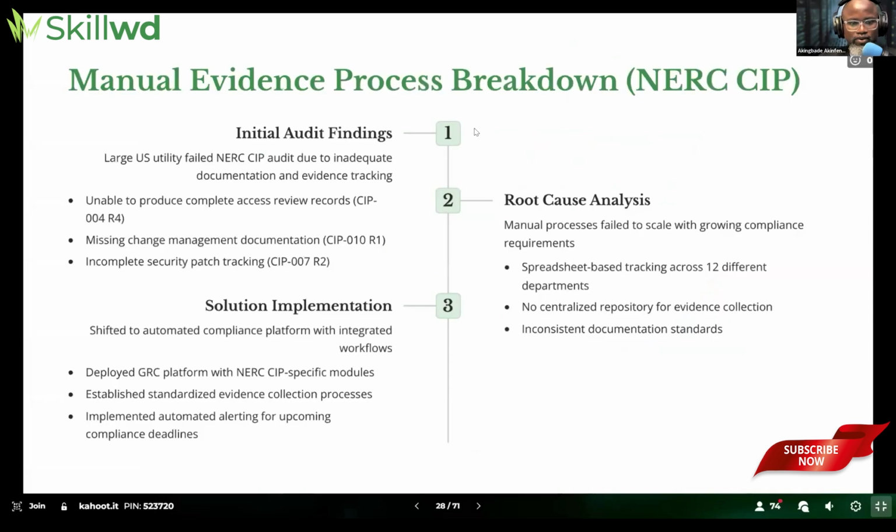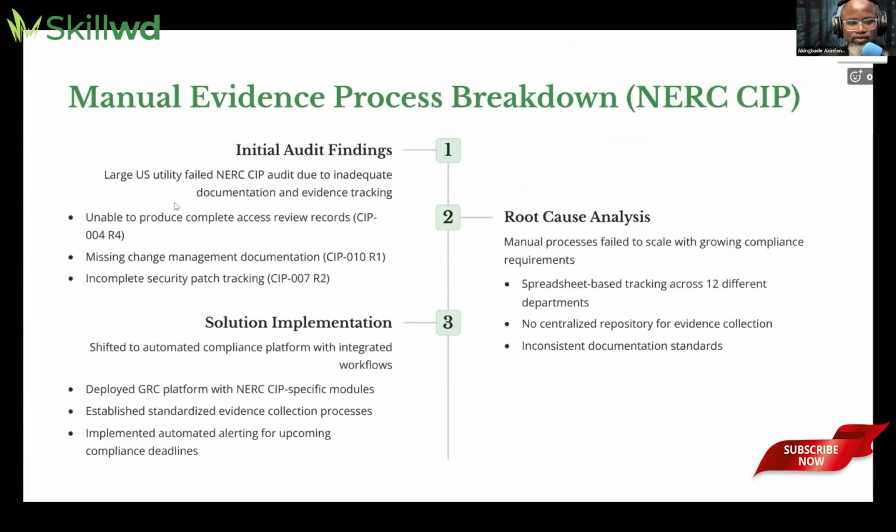Another one here was a case of an evidence process breakdown. In this case, there was an audit finding: a large US utility failed NERC CIP due to inadequate documentation and evidence tracking. So another thing is, for most of the activities around NERC CIP, we have to keep buttressing the need to document all the time, especially around change management, around access review, around tracking your security patches. Those are things that we have to always do all the time.